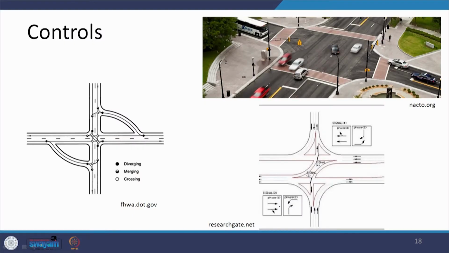So, here you can see the different controls being provided: this is a change in the path. Here we have the signalizations, and we have the markings. Here we can see the channelization.